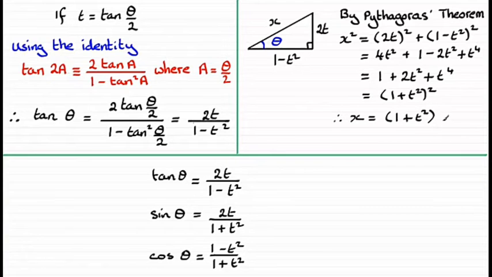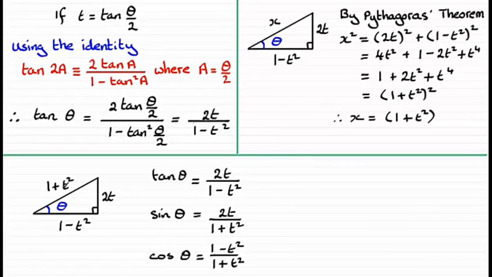Okay? So if I was to draw that triangle out again and we'll put that side in, we're going to have this side then as 1 plus t squared, the hypotenuse. So can you see now that sine theta is the opposite over the hypotenuse? So that's going to be 2t over 1 plus t squared. And cosine theta is adjacent over hypotenuse. That's 1 minus t squared over 1 plus t squared.